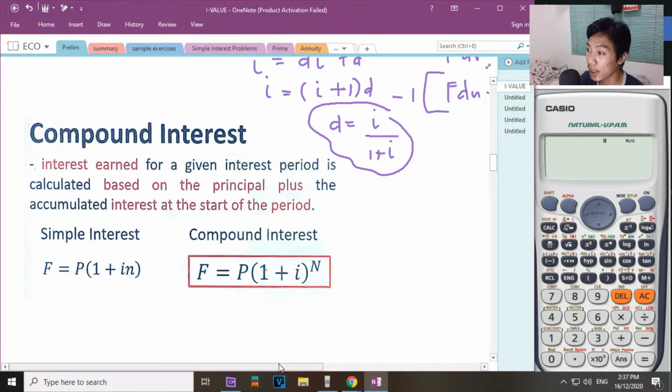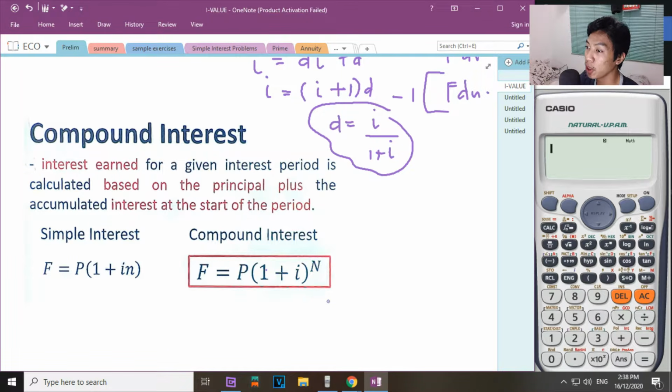Ibig sabihin, yung principal mo hindi gagalaw. Anong gumagalaw doon? Ang gumagalaw doon is the interest. Okay? Yung interest mo, i-add mo lang siya doon sa iyong principal para makuha mo yung future worth mo. Pagdating dito, yung principal mo, dadagdagan mo ng interest, okay? And then after nun, yung principal plus interest mo will be again the principal for another period of time.